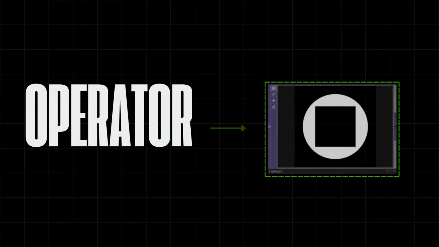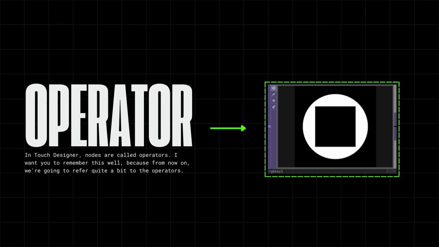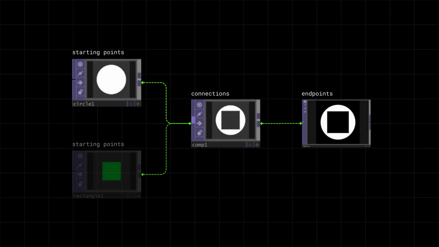Chapter number two, understanding operators. In TouchDesigner, nodes are called operators. I want you to remember this well, because from now on, we're going to refer quite a bit to the operators. These operators can be starting points, connections, or endpoints in your project.